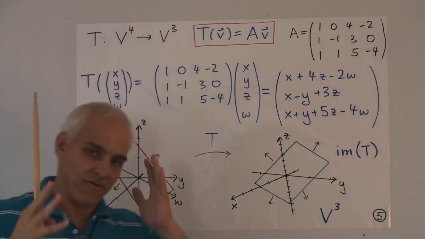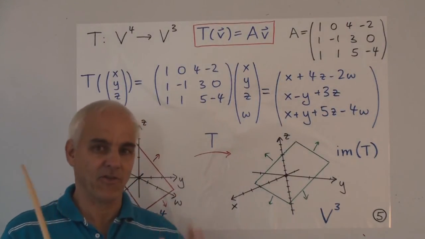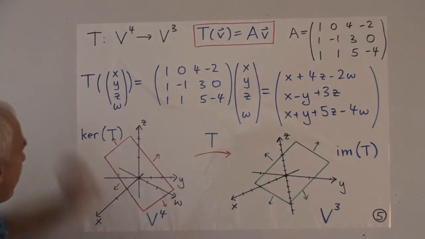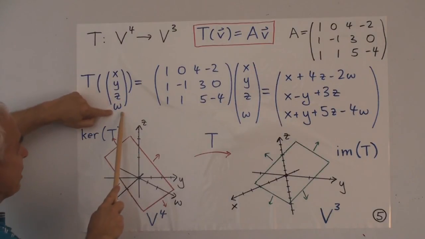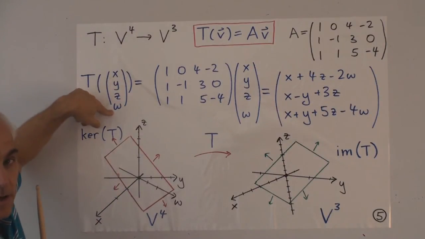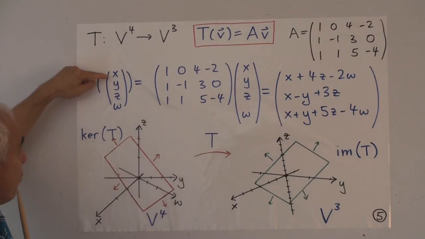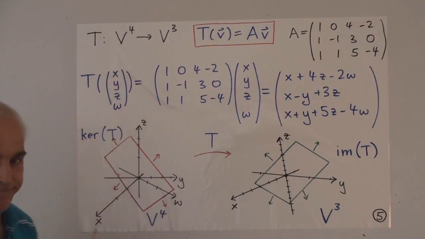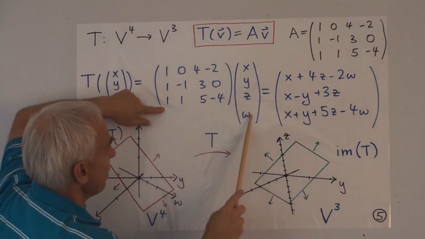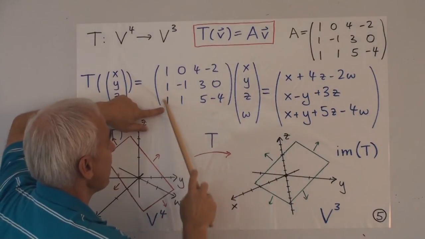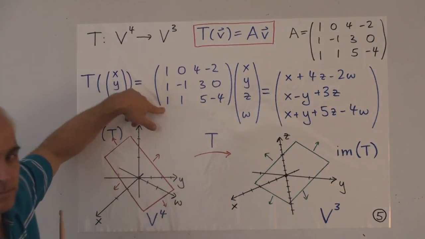So let's write this down very explicitly. What exactly does this mean? So here's the linear transformation T, and now here we're applying it to a general vector in 4-dimensional space with components x, y, z, and w. What does the transformation do concretely? It takes the vector and multiplies it on the left by this matrix A.